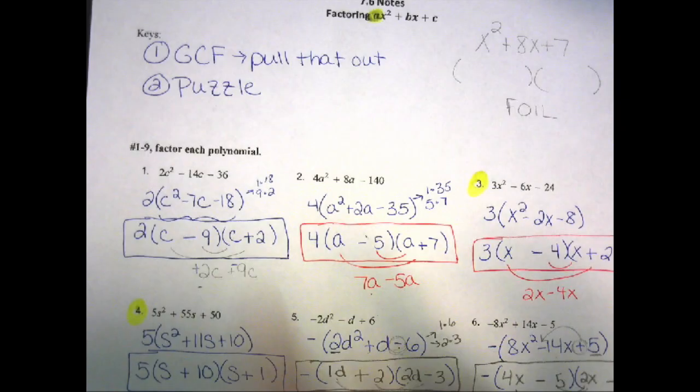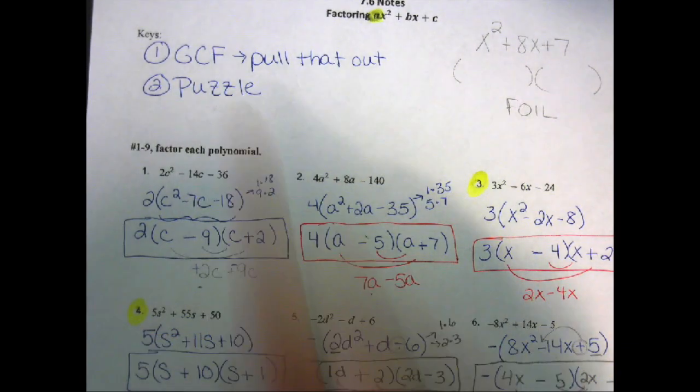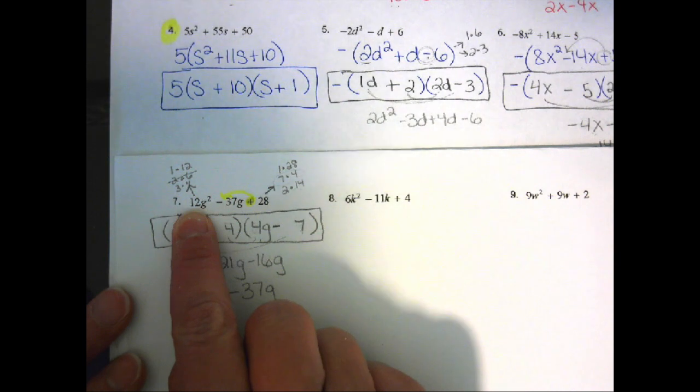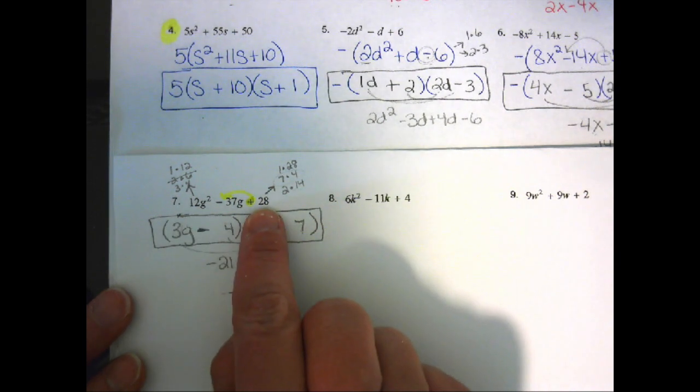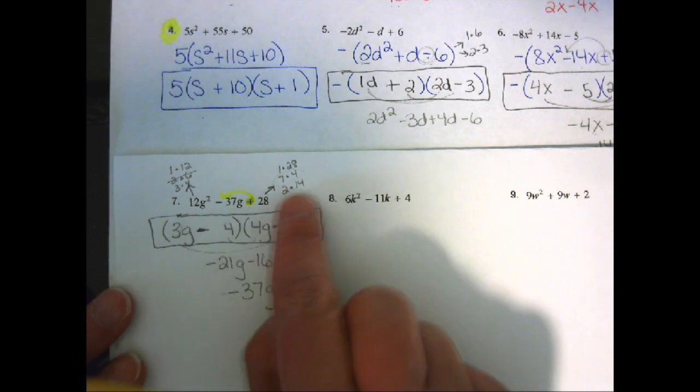Class, this lesson is a little bit of a puzzle. You may not hit on the right combination your first try. Because you have a coefficient out front, you can't just say what multiplies to get 27 that makes up 8, or 37. None of these do.